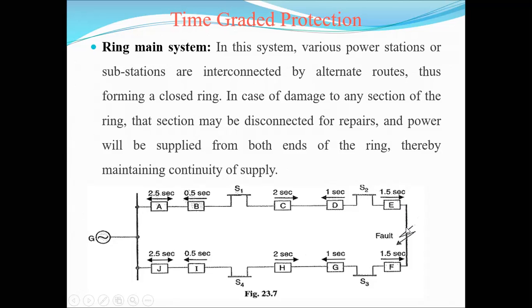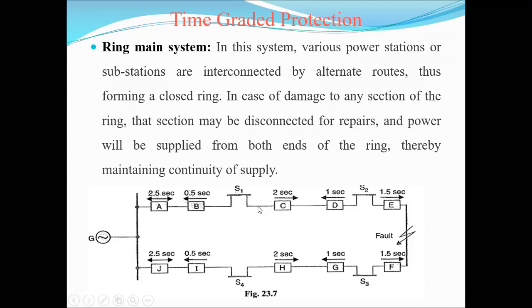Okay, this feeder line is disconnected from the supply system, and also this feeder line is disconnected from the supply system. Up to this point there is no discontinuity of the supply. Up to this point there is no discontinuity of the supply. Up to this point, this is the C, D, S2. Till this point there is no discontinuity of the supply.